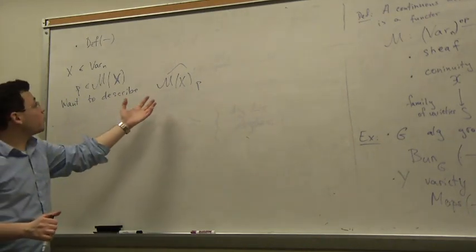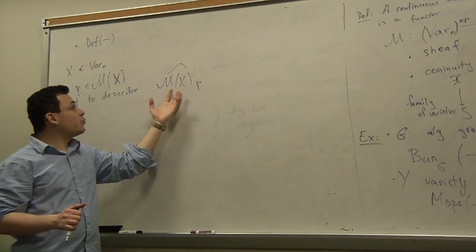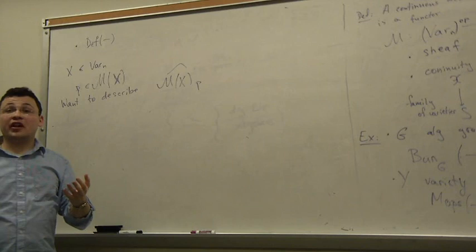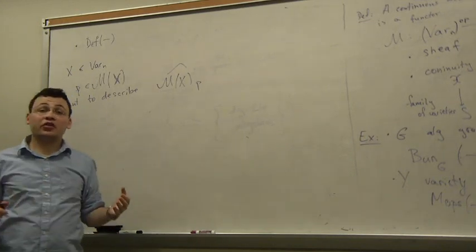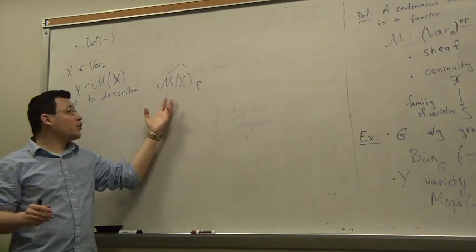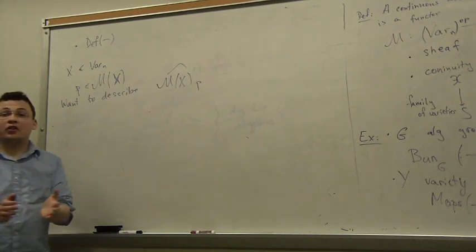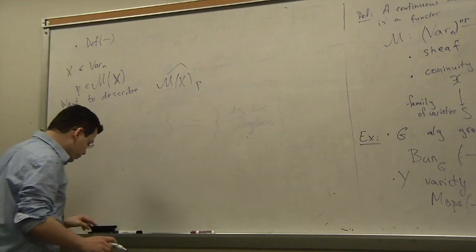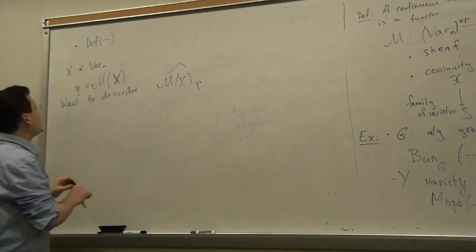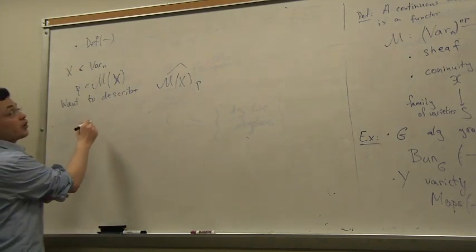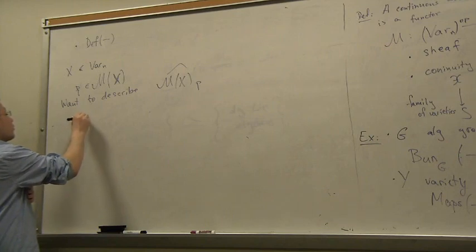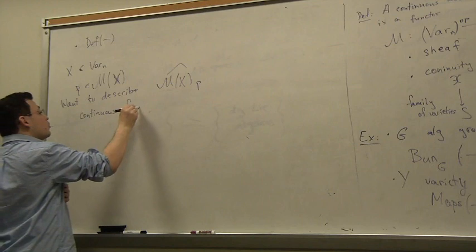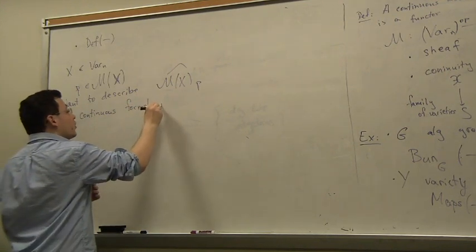Well, one kind of structure that you might want is for this formal completion to have some kind of local nature on X as well. So maybe we want to study this by not only studying it globally, but also taking into account the geometry of X itself. Such a thing I'm going to call a continuous formal moduli functor.